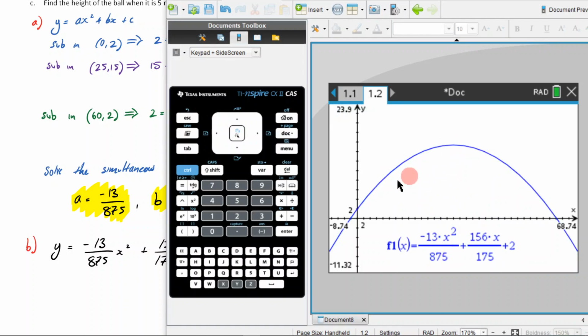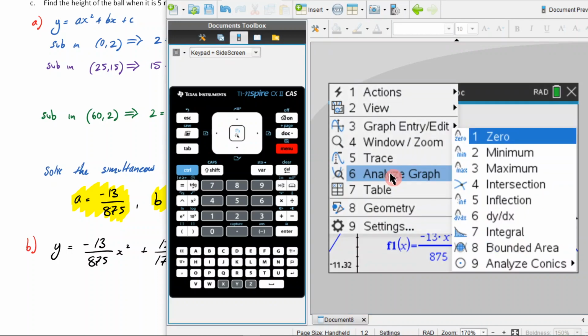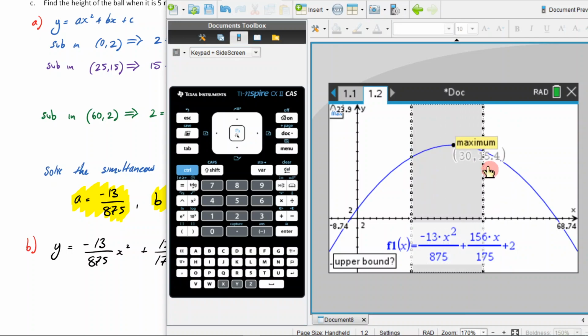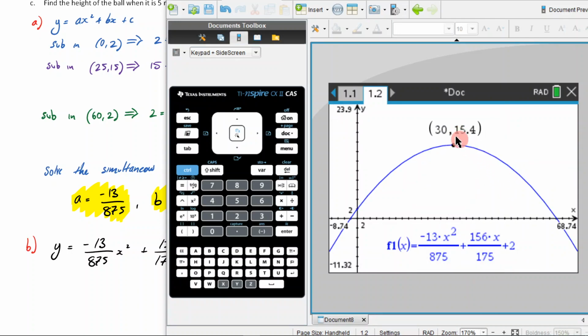And now if I want to find the maximum, menu, analyze graph, the maximum from here to here, I'm going to get, when x is 30, my maximum height is going to be 15.4. So when I'm 30 meters along, I get to that maximum height of 15.4. Now, this is where you got to be a bit careful.